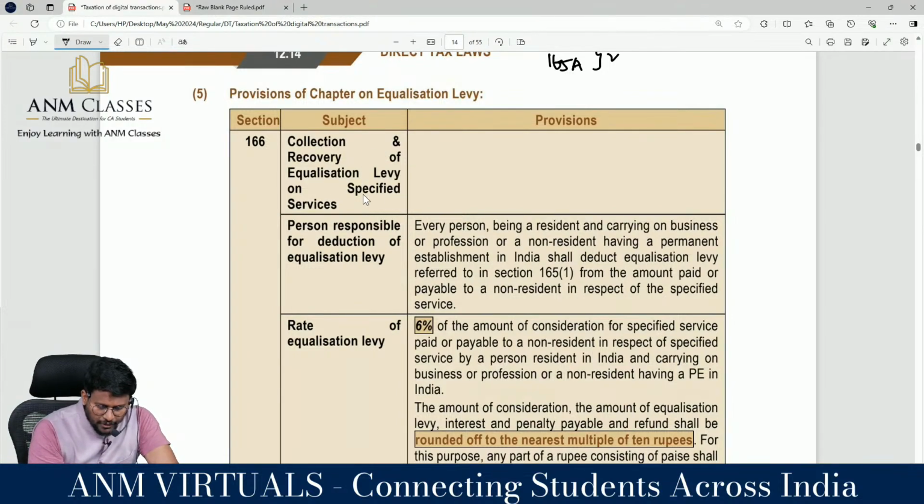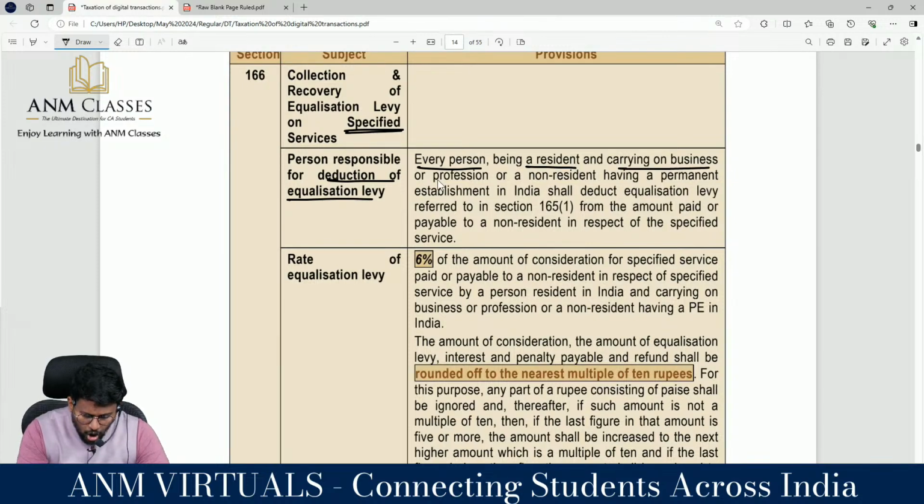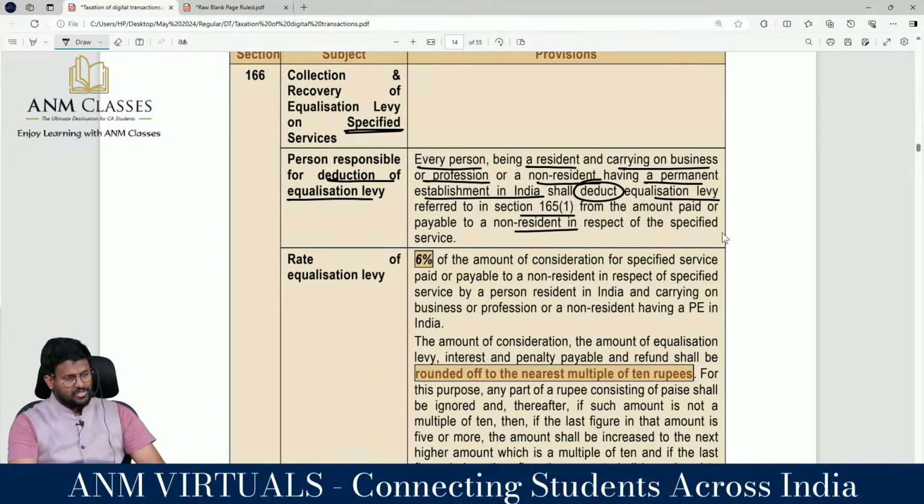Collection and recovery of equalization levy on services. Person responsible for deduction of levy: every person being a resident and carrying on business or profession, or a non-resident having a permanent establishment in India, shall deduct equalization levy referred to in 165 subsection 1 from the amount paid or payable to a non-resident in respect of any services.